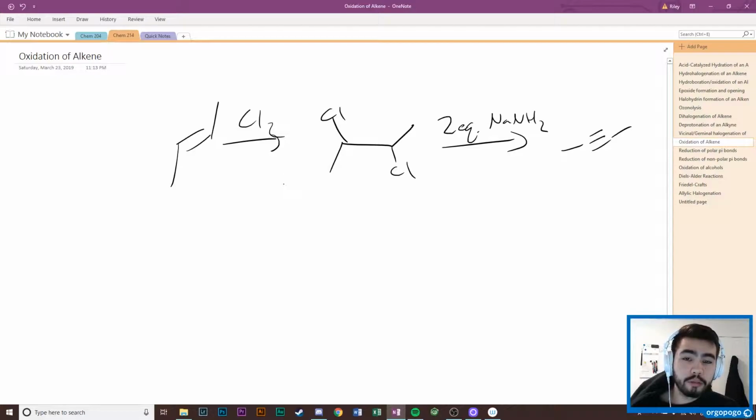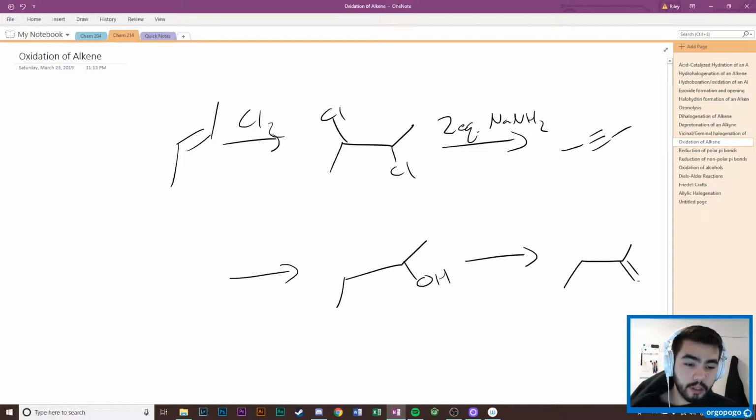If you want to oxidize the alkene into something else, such as an alcohol, you can hydrate it. I know that you know how to get an OH from an alkene, so I'm going to skip that. But you can also take this to a ketone.